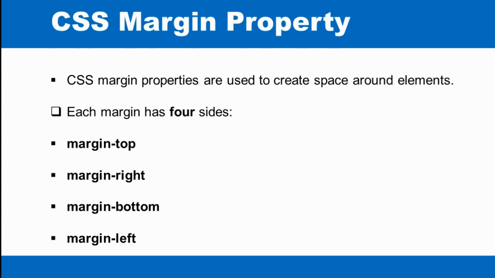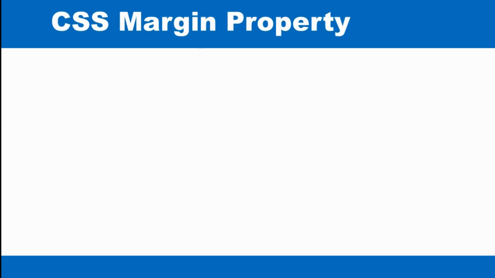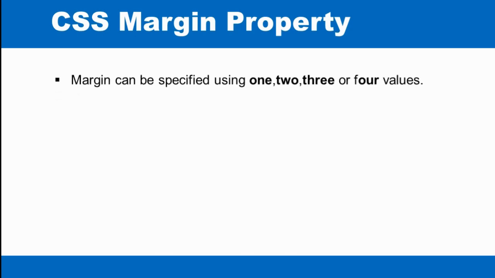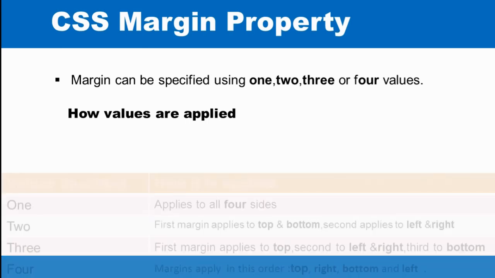When you use margins, you can specify the values for the margins. Margins can be specified using 1, 2, 3, or 4 values. The values can be applied to the margins based on the number of values specified. So let's take a look at how the values are applied based on the specified values. So this is a table.